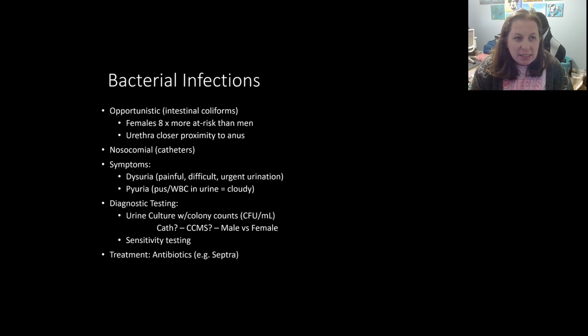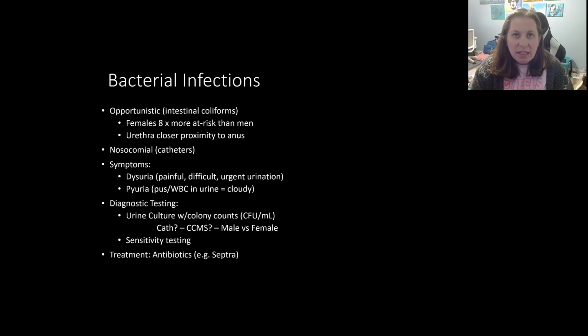So diagnostic testing, when we're talking about some bacterial infections of the urinary system, we would want to do a urine culture with colony counts. Okay, these would be the CFUs per milliliter. And we would also want to see how we collect it.